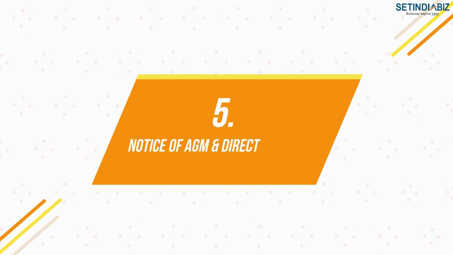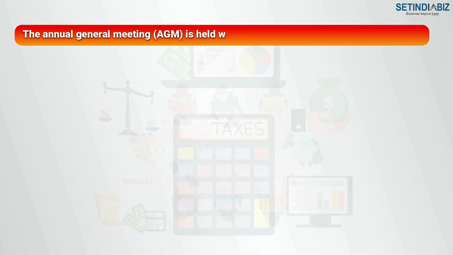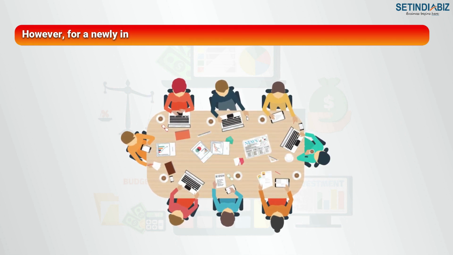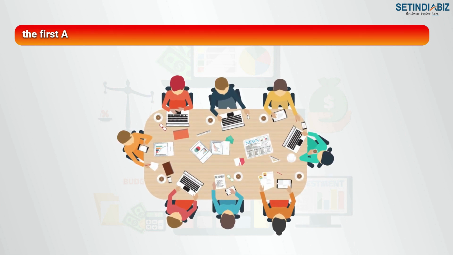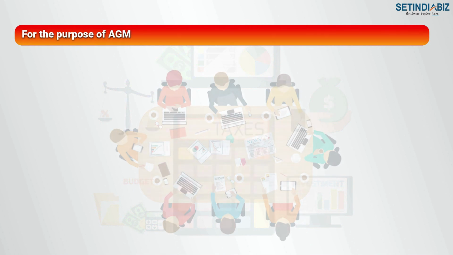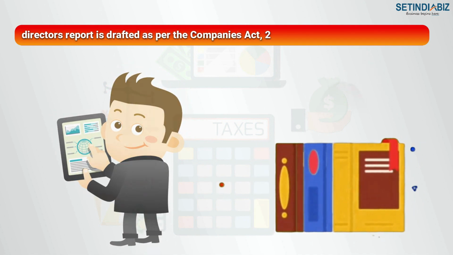5. Notice of AGM and director report. The annual general meeting is held within 180 days of the end of the financial year. However, for a newly incorporated company, the first AGM can be held up to 31st December. For the purpose of AGM, a notice and director's report is drafted as per the Companies Act 2013.